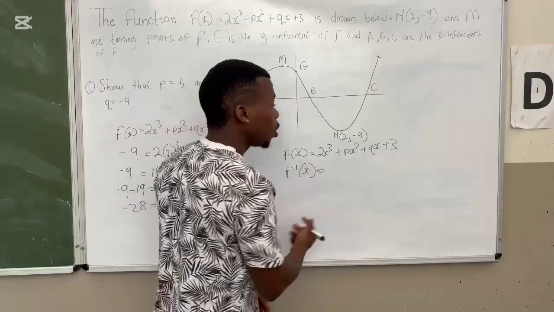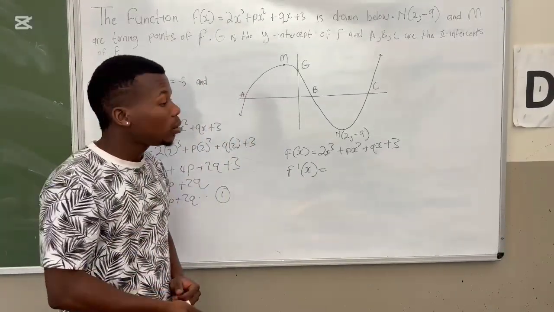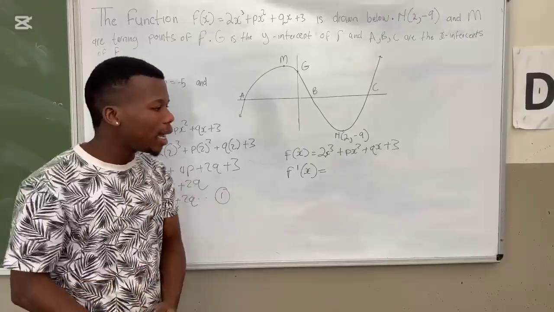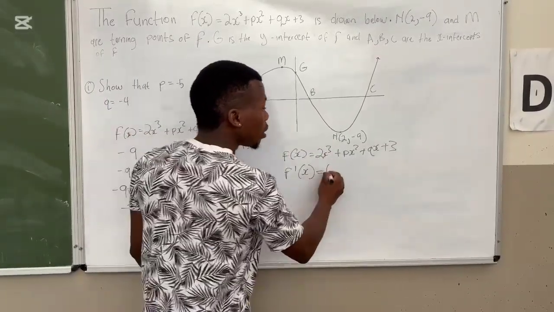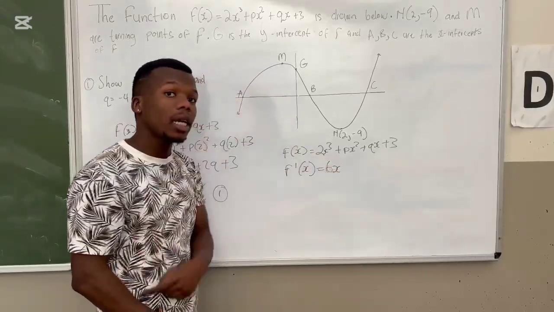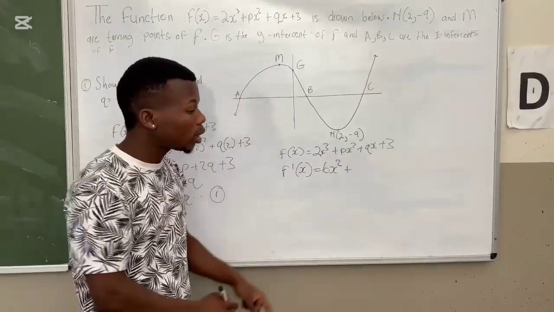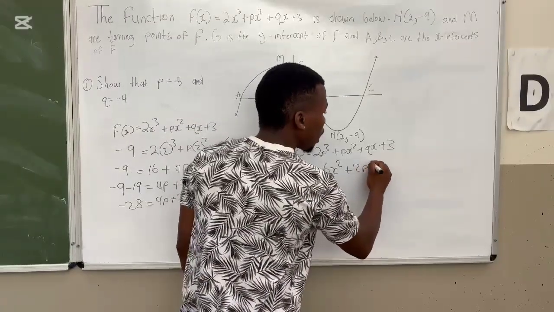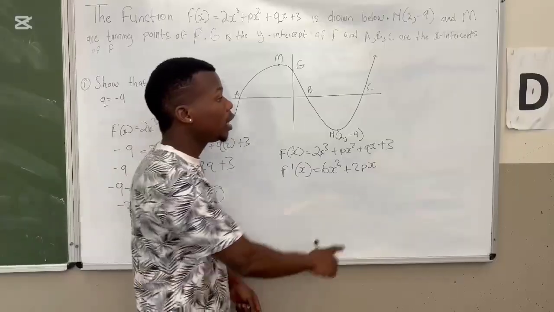This is going to be equal to what? Remember the rule of deriving: exponent multiplied by coefficient, exponent minus 1. This is going to be 3 multiplied by 2, which is 6, x to the power of 3 minus 1, which is 2, plus 2 multiplied by p, which is 2p, x to the power of 2 minus 1, which is 1. And then here we say what?